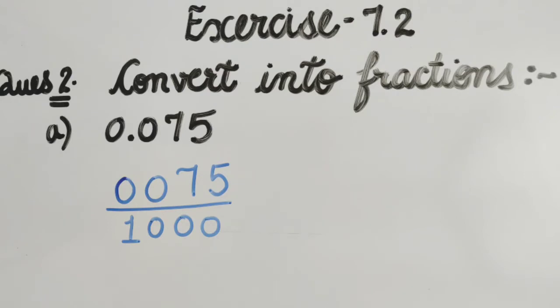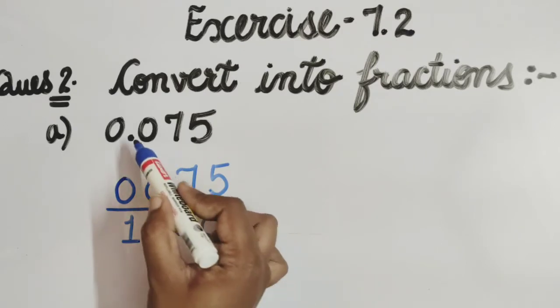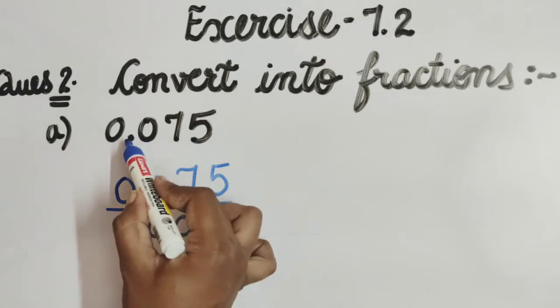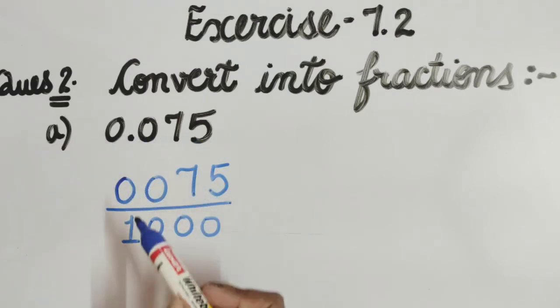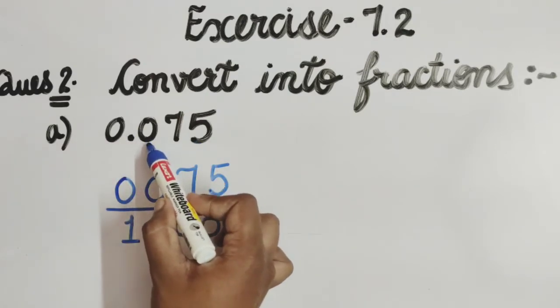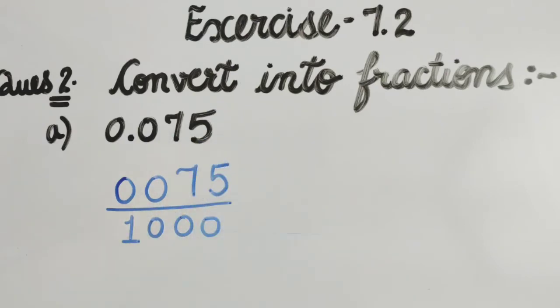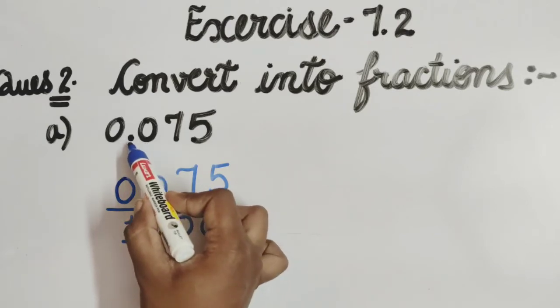I hope this second step is clear to you all. Once again I am repeating. First step is we have to write the numerator without the decimal or the point. So it will be 0075.